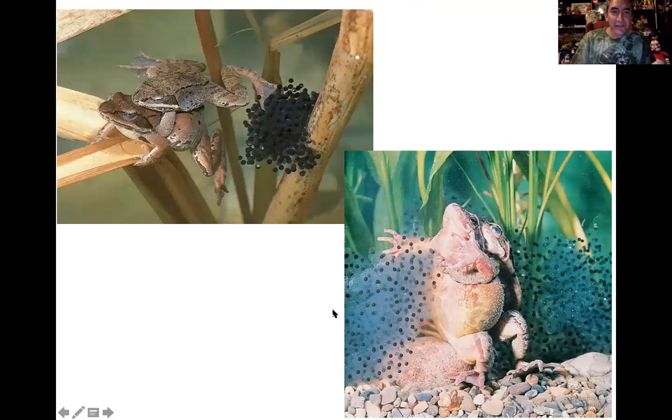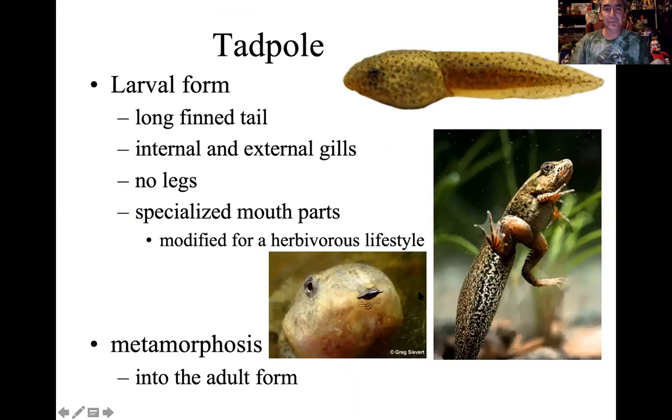So again, amplexus work. The female laid the eggs. The male will fertilize. Female releases the eggs. Male releases sperm. We have external fertilization. And then the eggs would then incubate. Eggs would incubate in that area there.